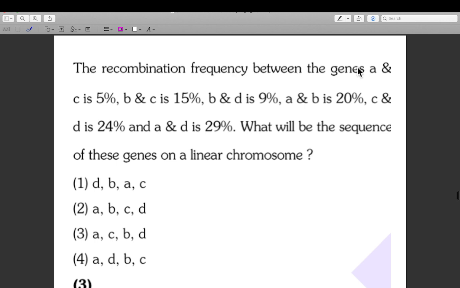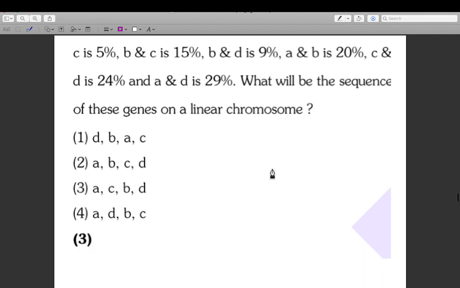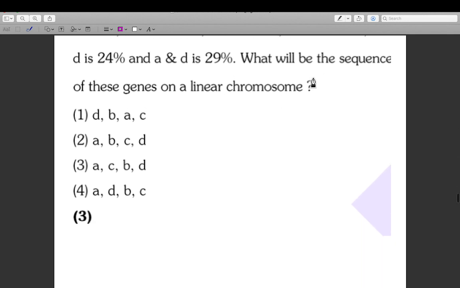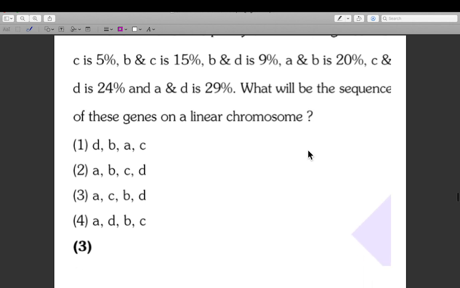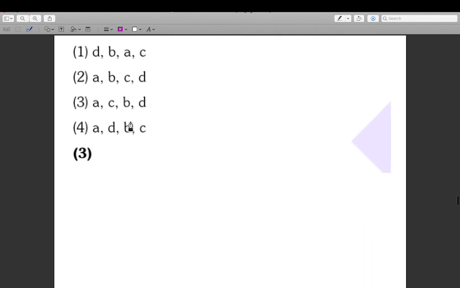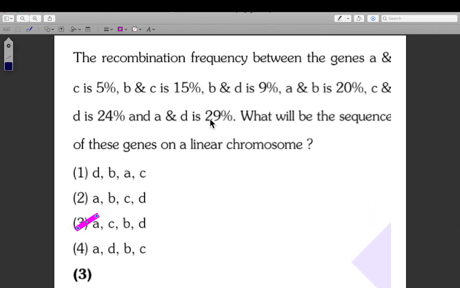Recombination frequency between genes A and C is 5%, B and C is 15%, B and D is 9%, A and B is 20%, C and D is 24%, and A and D is 20%. What will be the sequence of these genes on a linear chromosome? This is a genetics question, and a little bit of biotechnology; the better you know it, the better you will be able to answer these questions. This is a conceptual question. The answer for this will be option 3, which is A, C, B and D.